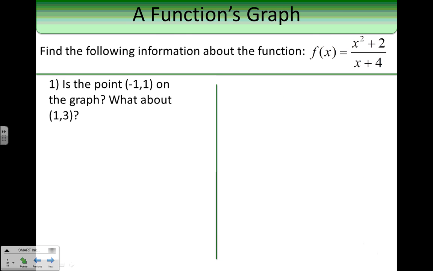All right, now that we can determine if a graph is a function or not, let's try to figure out some information about a graph or about the function. Find the following information about the function f(x) = (x² + 2)/(x + 4). Given this equation, I want to figure out some information about the graph of this function. And remember, we know that this equation represents a function.